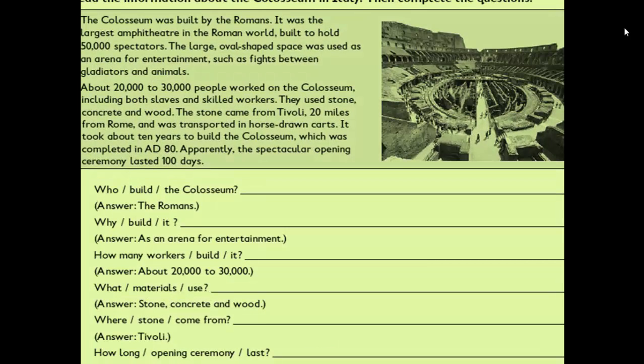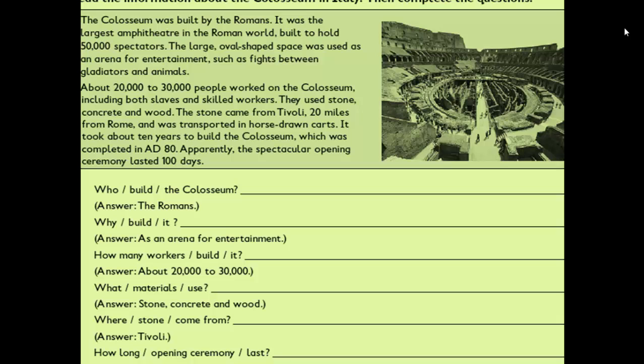Now read the information about the Colosseum in Italy, then complete the questions. Here we have to complete the questions. The Colosseum was built by the Romans. It was the largest amphitheater in the Roman world, built to hold 50,000 spectators. The large oval-shaped space was used as an arena for entertainment, such as fights between gladiators and animals.